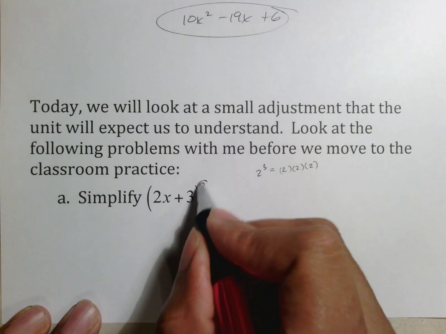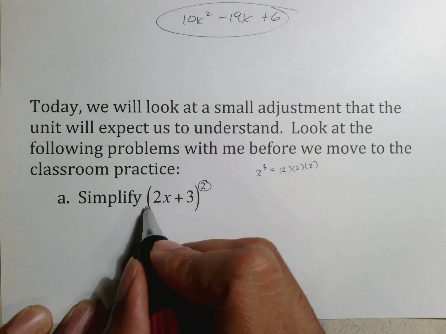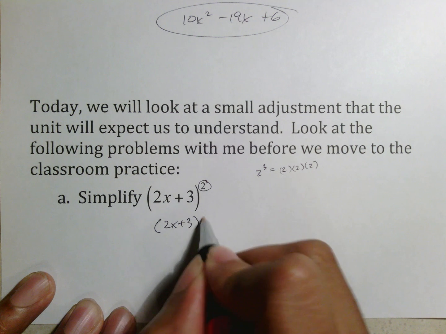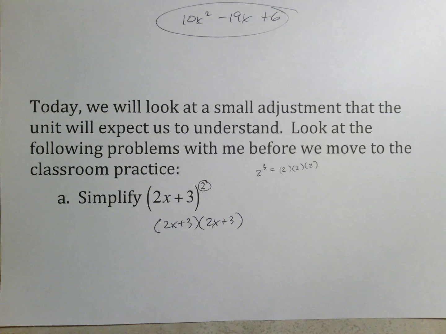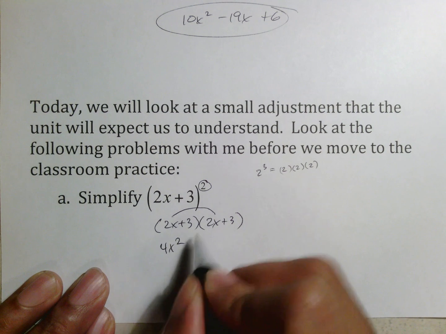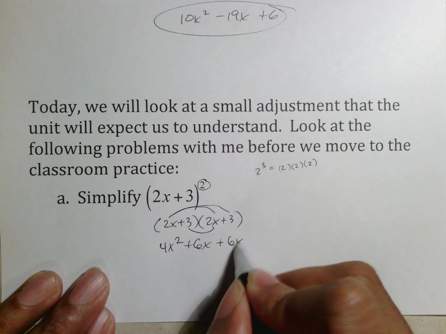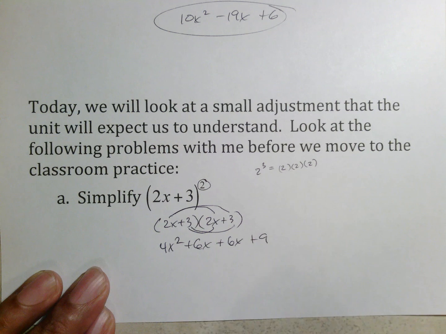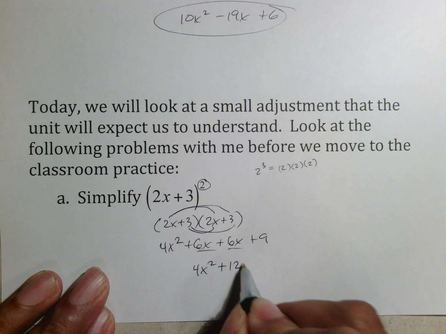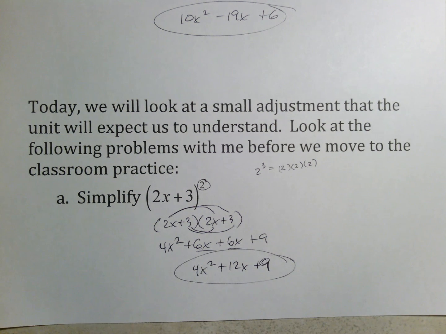Well, this is the trick. The squared is simply telling you that you want to take this thing times itself twice. So when you see something like this that says simplify this squared, it means write it by itself twice. Now it becomes a simple question. 2x times 2x is 4x squared. 2x times 3 is 6x. 3 times 2x is 6x. 3 times 3 is 9. From there, these two go together. 4x squared, 12x, 9.